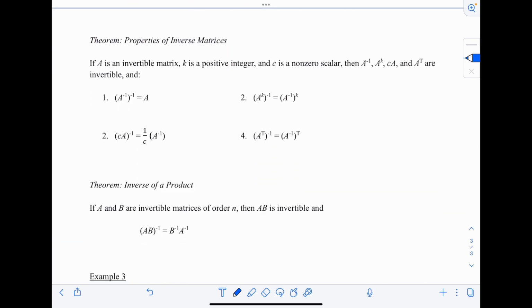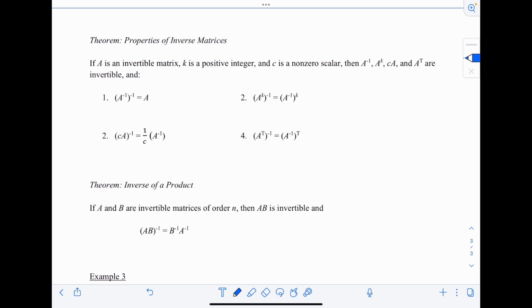So if A is an invertible matrix, K is a positive integer, and C is a non-zero scalar, basically what this is saying is that, like we talked about in the last lesson, a lot of things that happen with the real number system also apply to matrices. So the idea that if I take the inverse of an inverse, I'm going to get my original back. If I take a matrix to a power and then take the inverse, I can flip it around. I can take the inverse first and then to a power.